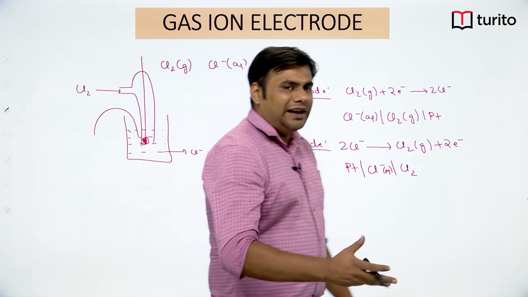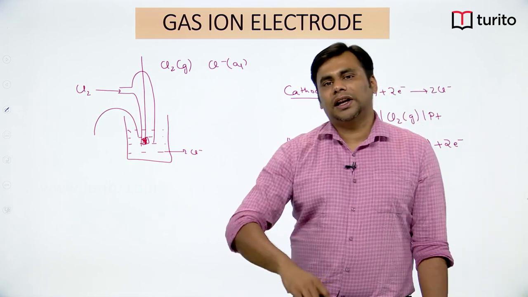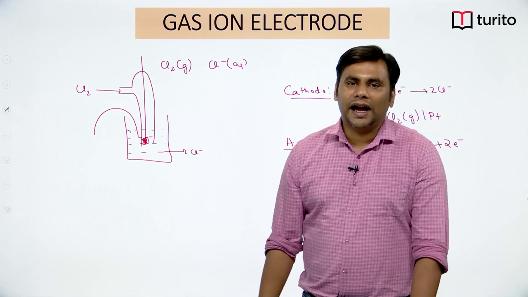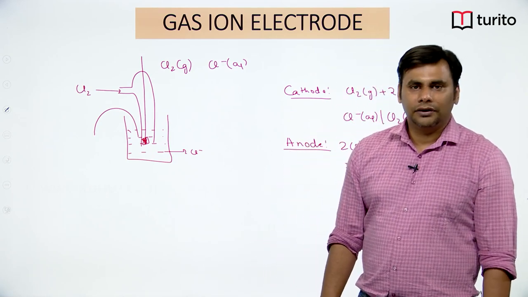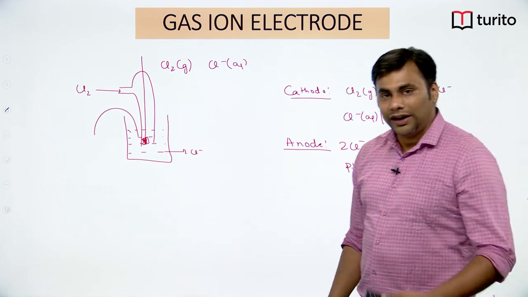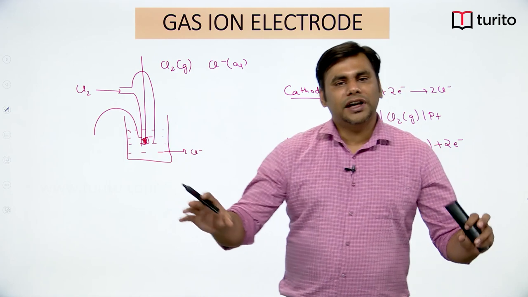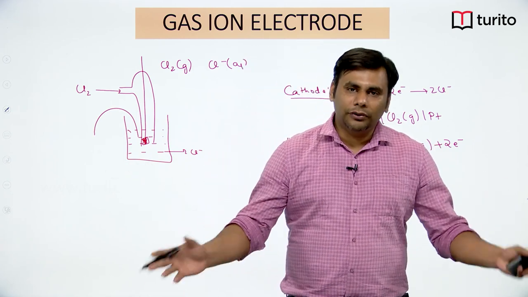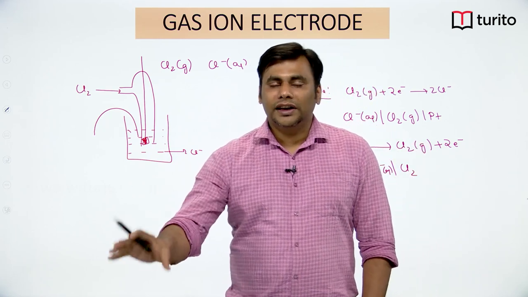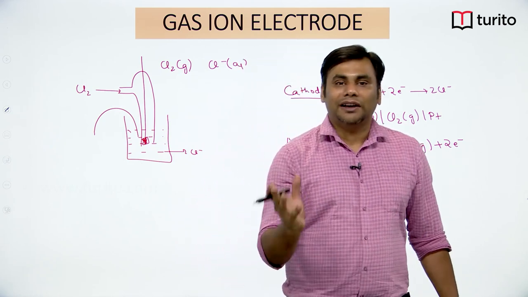So there are many types of gas ion electrode, one which can have O2 and OH negative, one which can have H plus and hydrogen, one which can have Cl negative and Cl2, one which can have say Br2 and Br negative. So many kinds of gas ion electrodes exist. Out of these, two or three are common that are asked in JEE. So hydrogen electrode is very important, that is also called the standard hydrogen electrode, its EMF is 0. So it means that whenever you are clubbing it with any electrode to form the full cell, whatever E naught you obtain will be that of the unknown cell. So through this we can get the value of the E naught of the unknown cell. That is why we call it a reference electrode.